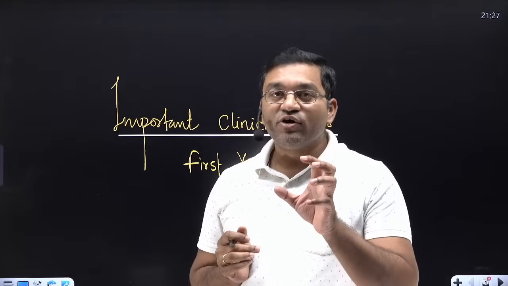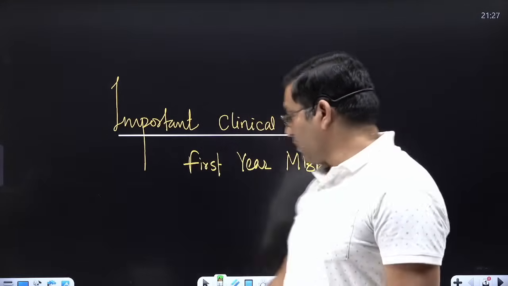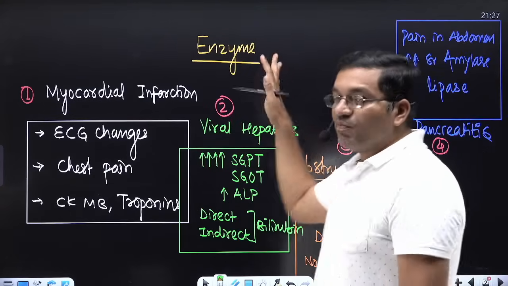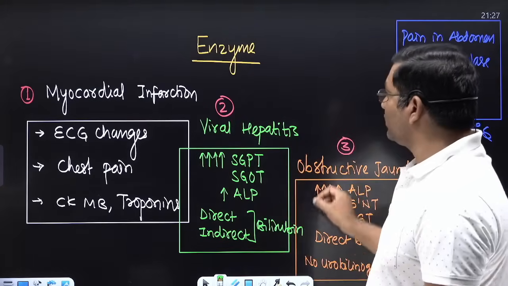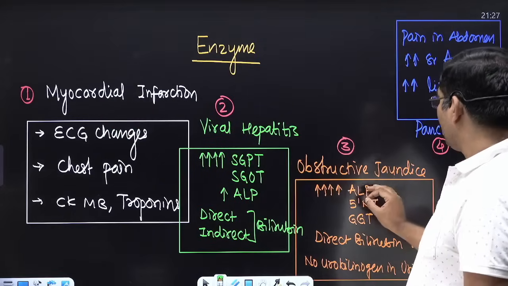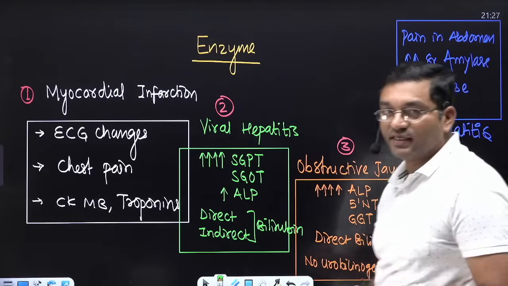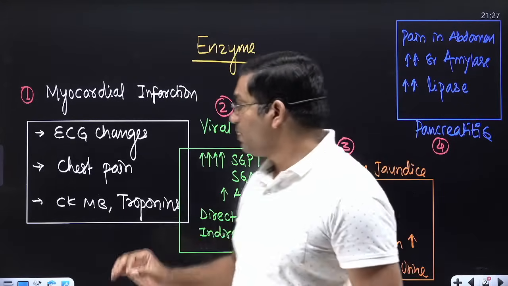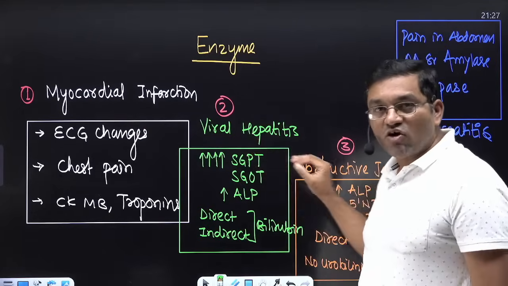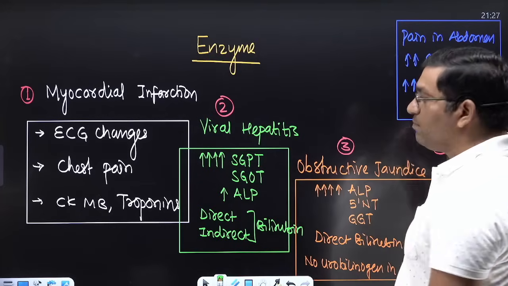Only the key points we will be discussing here. Now from the topic enzyme, these are the four important cases, that is myocardial infarction, viral hepatitis, obstructive jaundice and pancreatitis. Myocardial infarction, viral hepatitis, obstructive jaundice and pancreatitis.